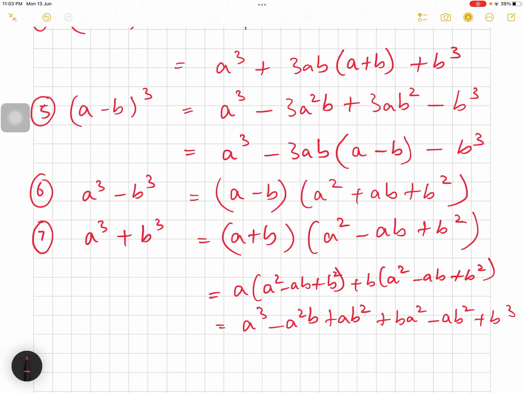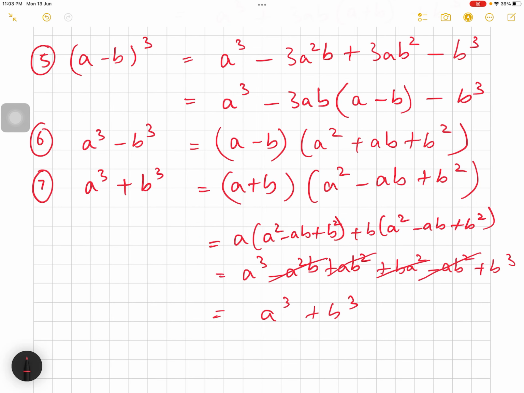Okay, so no, it's not correct. I didn't get it right. Ba square minus ba square. Yeah, ab square and minus ab square. Yeah, it's correct. A cube plus b cube. Yeah. So a cube plus b cube is a plus b into a square minus ab plus b square.